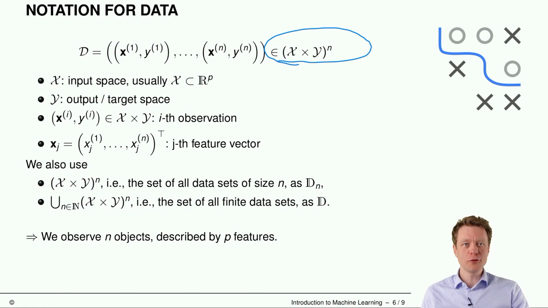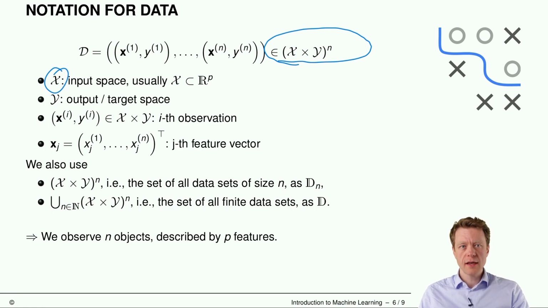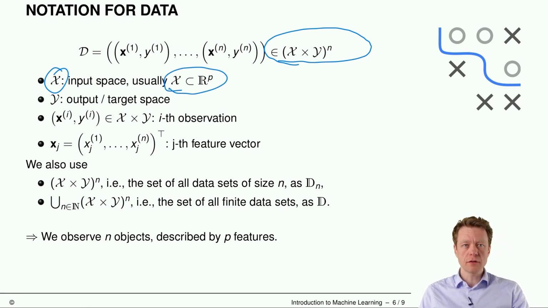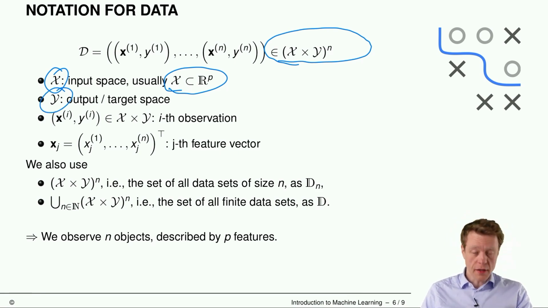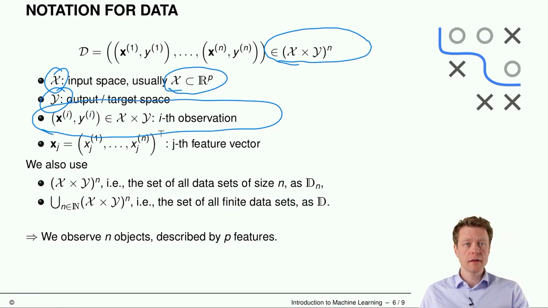Let's unfold this a little bit. So let's start with X. X is the input space. Usually we say we only have numerical features, so the input space would be a subspace of R to the power of p, where p is the number of features. Okay, and if we have categorical features, then we encode them first via dummy encoding or one-hot encoding, and then they are numerical features as well. Y is the output or target space, and one observation, so the ith observation, is denoted with x^i, y^i.